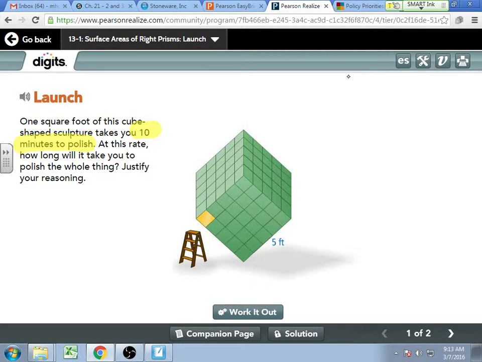When we look at this cube, we see one measurement given to us. We see 5 feet. What does that really tell me? Every edge of this cube is 5 feet long. So this would be 5, and this would be 5, and that would be 5, and all of these would be 5. Now that small square that we polished in 10 minutes, what area does that small square actually take up?